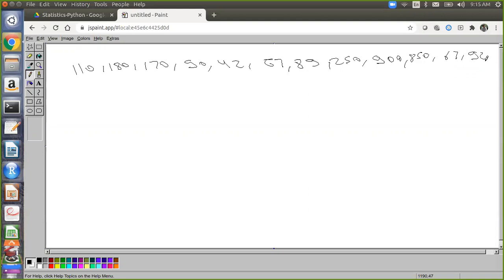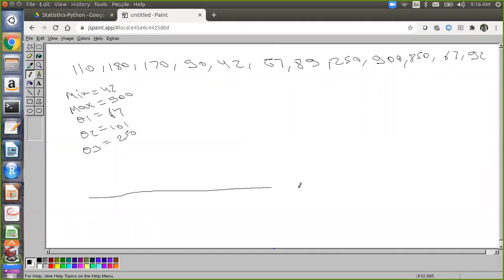Guys, not everybody is sending me, but okay. So that is what a correct box plot drawing looks like. I can also create here minimum, maximum, Q1, Q2 and Q3. So help me find it out. What is the minimum? 42. Maximum 900. Q1 67. Q2 is 101, right? And Q3 250. Now what you have to do is take a scale.